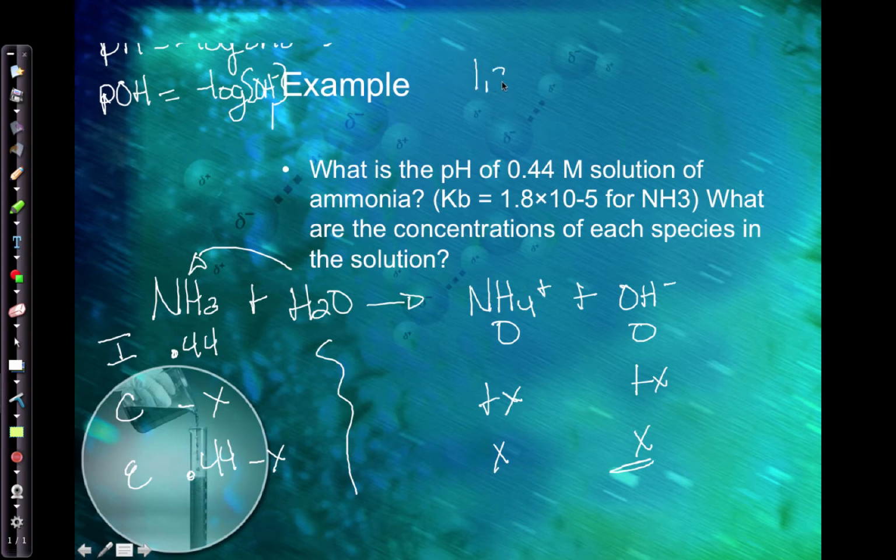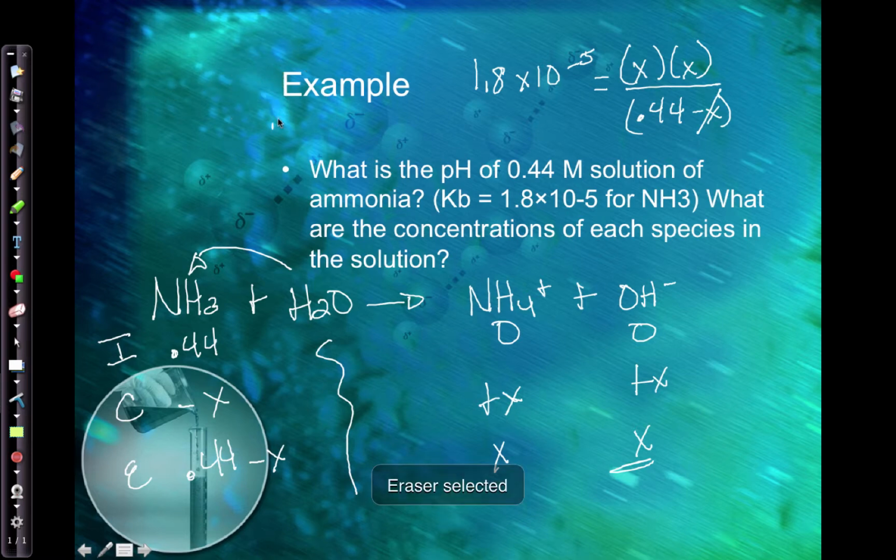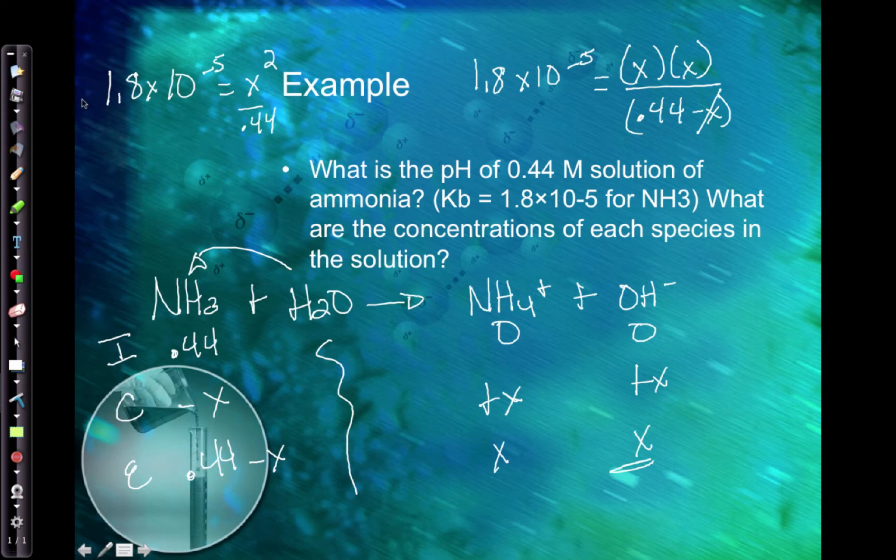So Kb is equal to this, which is equal to my products over my reactants. So X times X divided by 0.44 minus X. Well, this number is very small, so I can use approximation. I can get rid of that X. So I really just have X times X divided by 0.44. All right, so then I'm going to go through 1.8 times 10 to the negative fifth is equal to X squared divided by 0.44. Let's get rid of the 0.44.